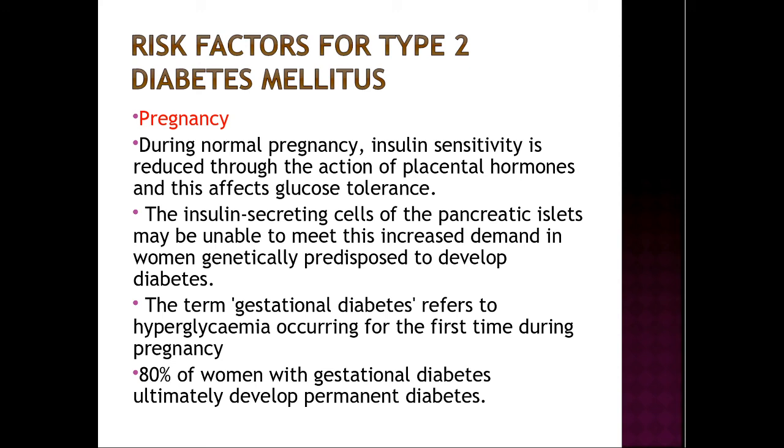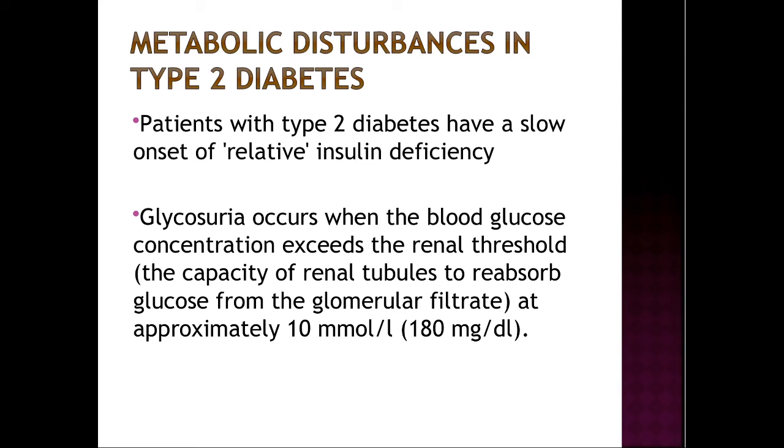80% of women with gestational diabetes mellitus ultimately develop permanent diabetes when they don't use preventive therapy. Patients with second type diabetes mellitus have a slow onset of relative insulin deficiency.